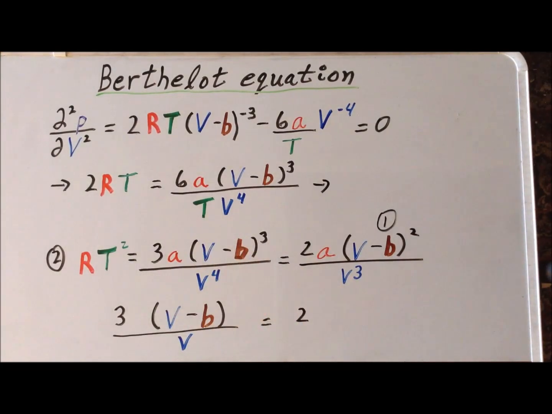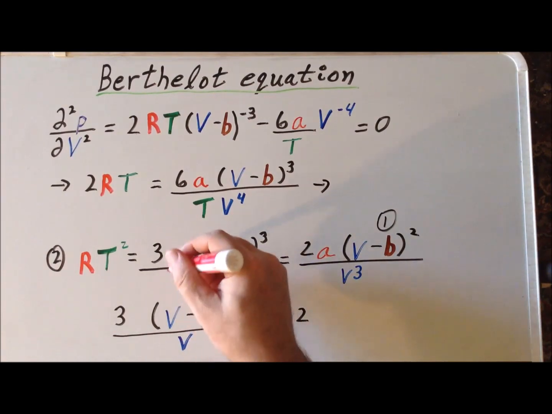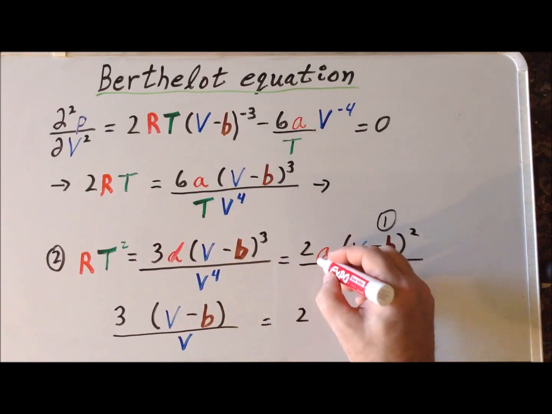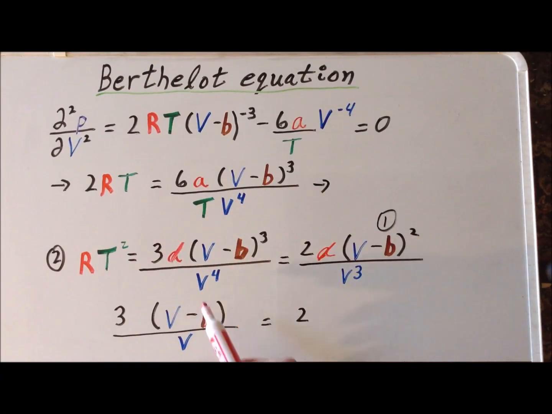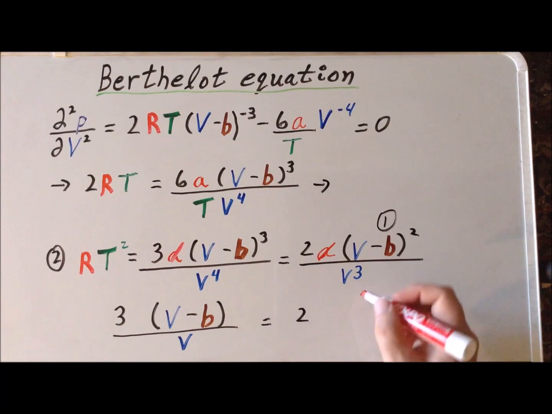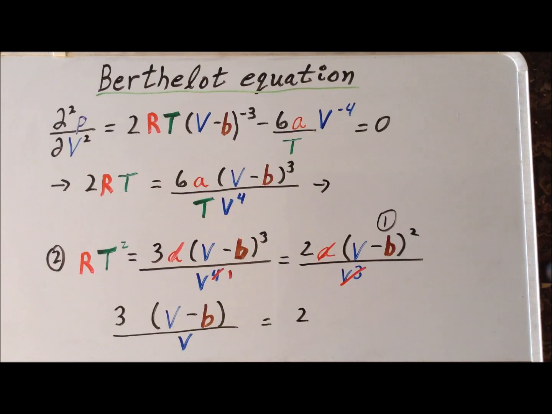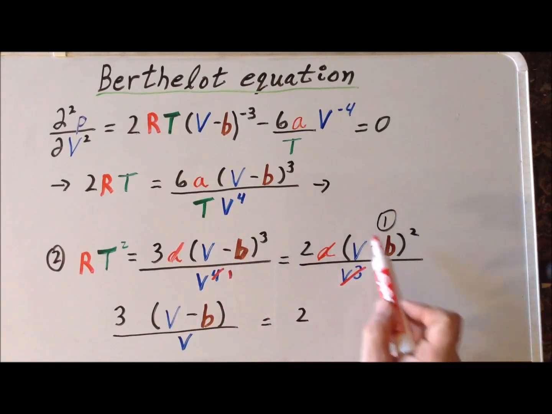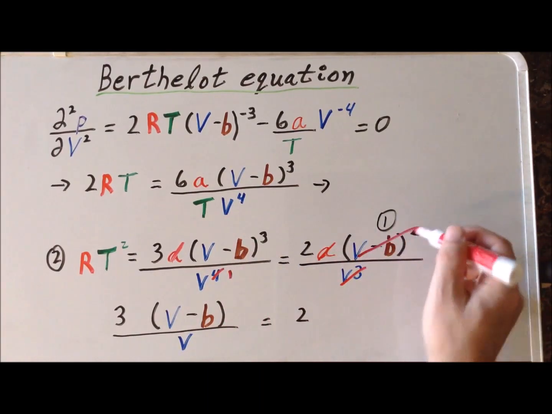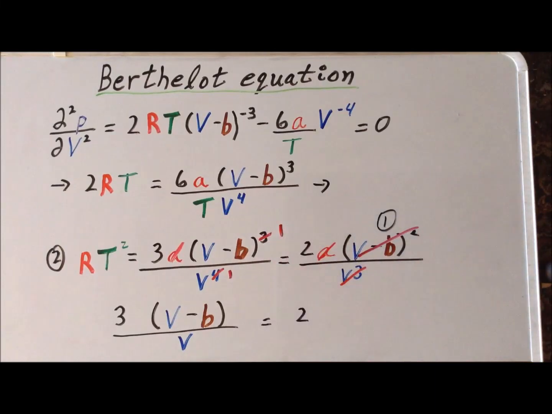While this equation looks very, very messy, we can make a number of simplifications. We can cancel through the A's, and they disappear. We notice that we have V to the fourth and V to the third, so we can eliminate V to the third and reduce that just to the first power. Also, we have V minus B cubed and V minus B squared, so we can eliminate to the second power and reduce that to just the power 1, which makes it much simpler as 3 times the quantity V minus B divided by V is equal to 2.